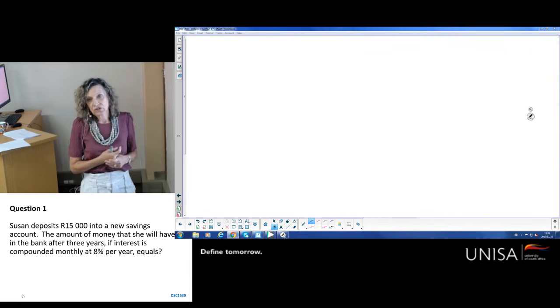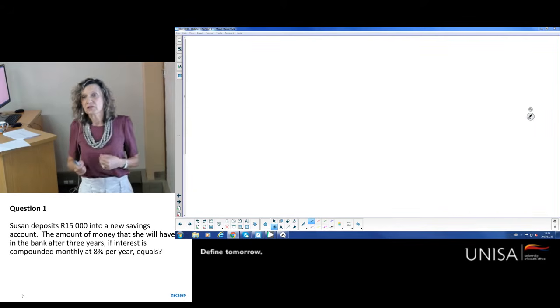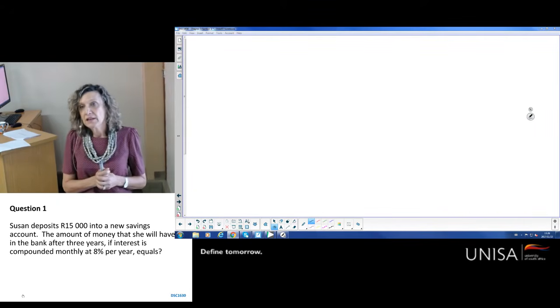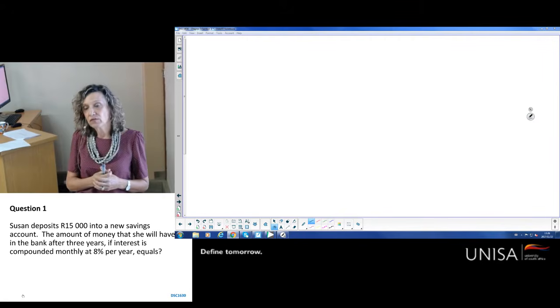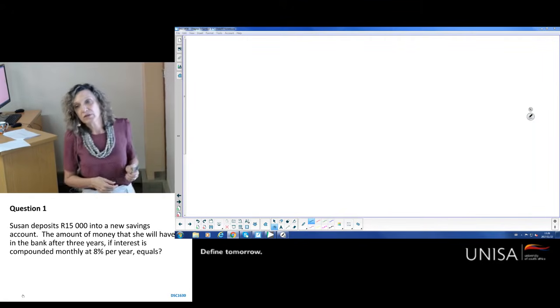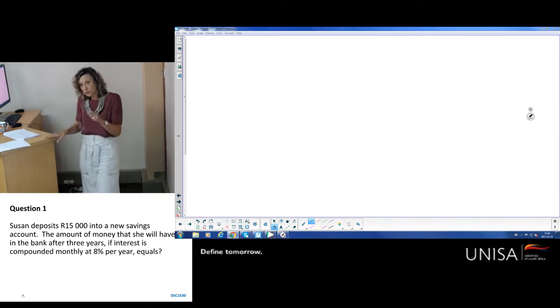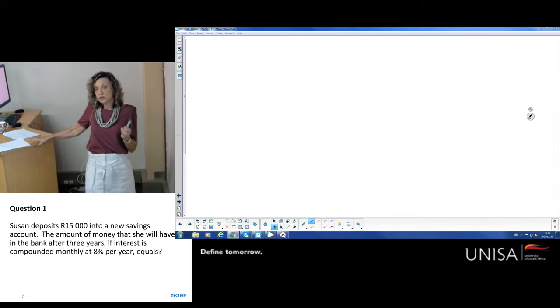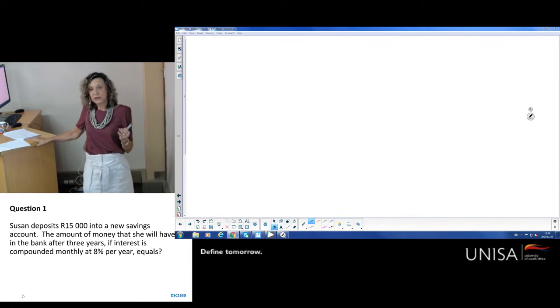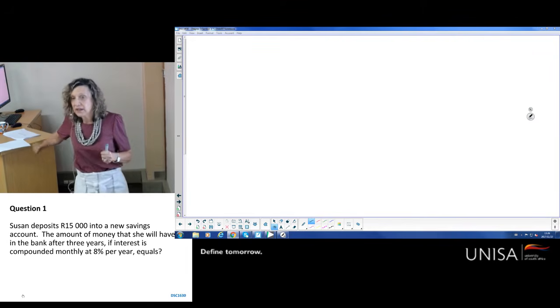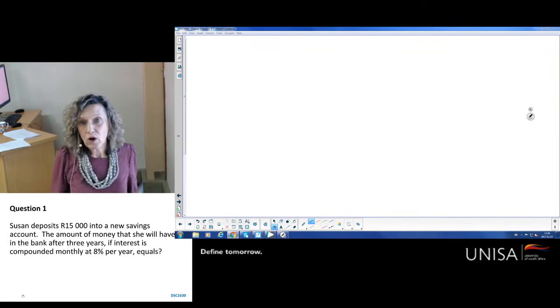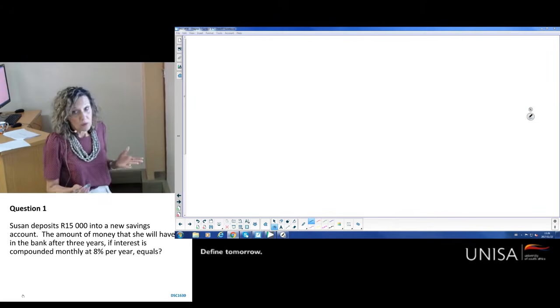So let's read the question. Susan deposits 15,000 into a new savings account. The amount of money that you will have in the bank after 3 years, if interest is compounded monthly at 8% per year, equals? Now, if we read through that, are there any words with simple interest? No. Is there any word of compound interest? Simple discount? No. Is there a word compounded? Yes. So at this stage, we think it will be a basic compound interest formula or problem.